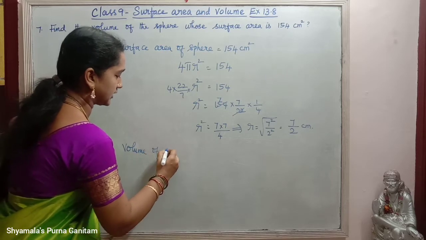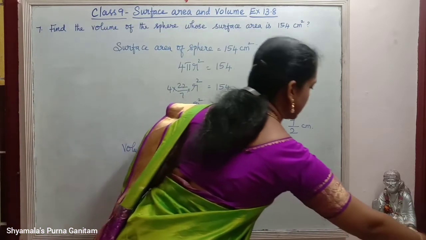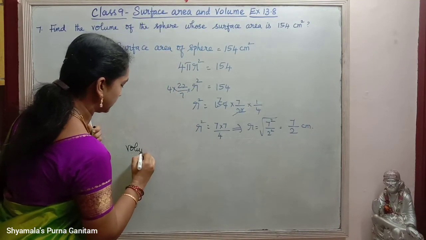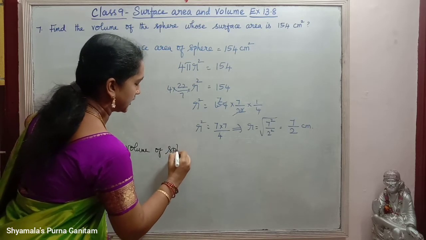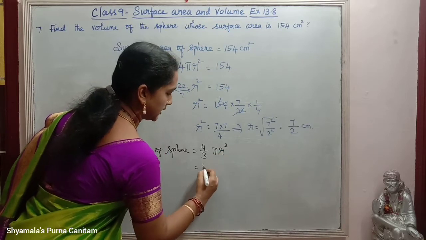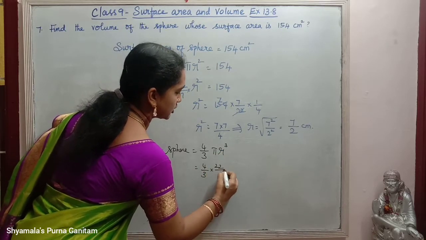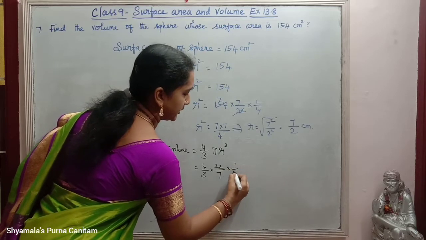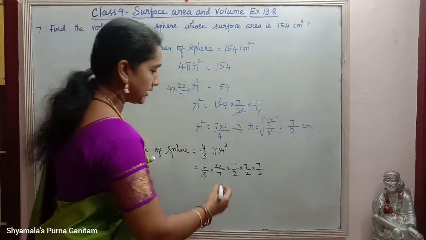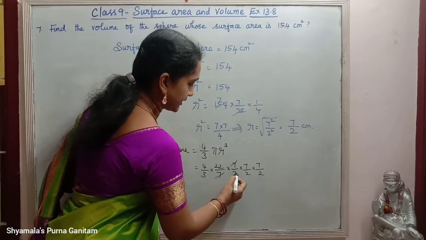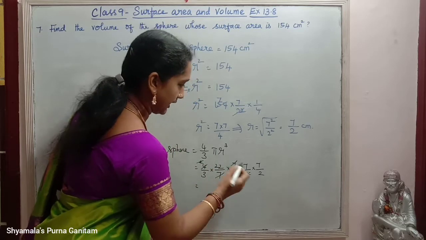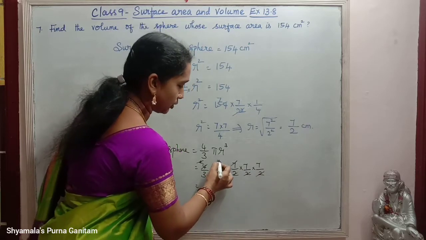So volume of the sphere is equal to 4 by 3 pi r cube, cubic units. So we will substitute the r value here. Pi is 22 by 7, r is 7 by 2. That is 4 by 3 times 7 by 2 into 7 by 2 into 7 by 2. Now we will simplify this. So 7 will get cancelled. 2 2s are 4. Again this 2 and 2 will get cancelled. Again this 2 and this 22, 11 times it will go.